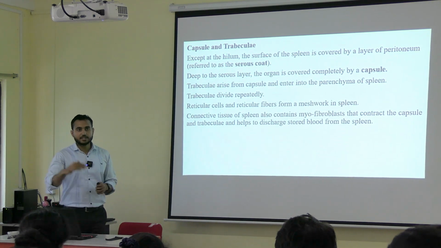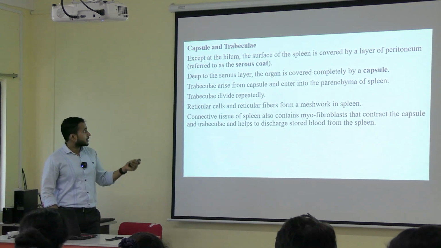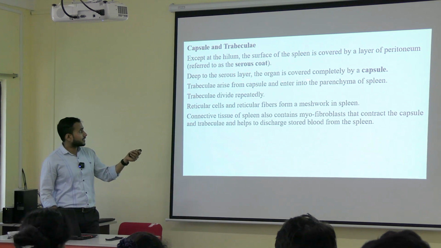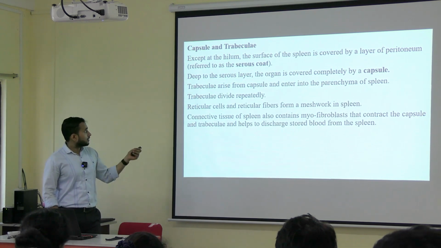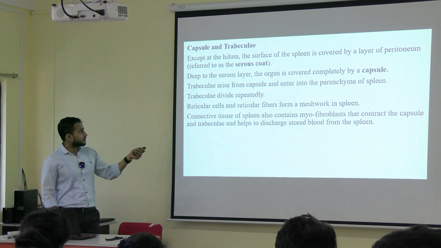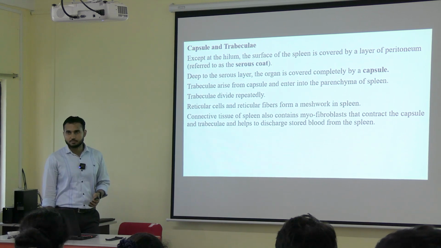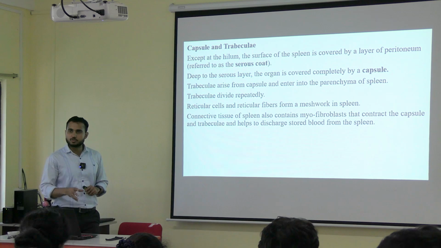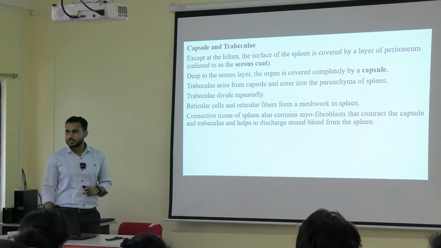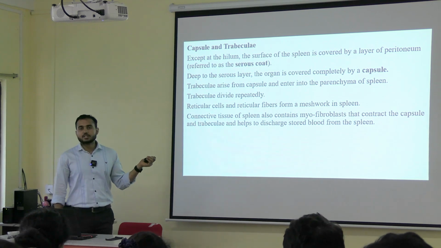Outside that, the peritoneal covering is present, that means the serous layer. As you can see, deep to the serous layer, the organ is covered completely by a connective tissue capsule. Now the trabeculae will arise from the capsule and enter the parenchyma of the spleen, as we have seen in the diagram. So the story is the same. In the case of lymph node also the same, in the case of thymus also it is the same. Always keep that in mind.